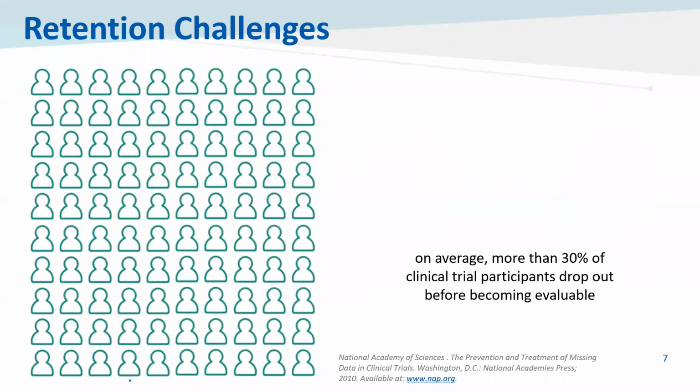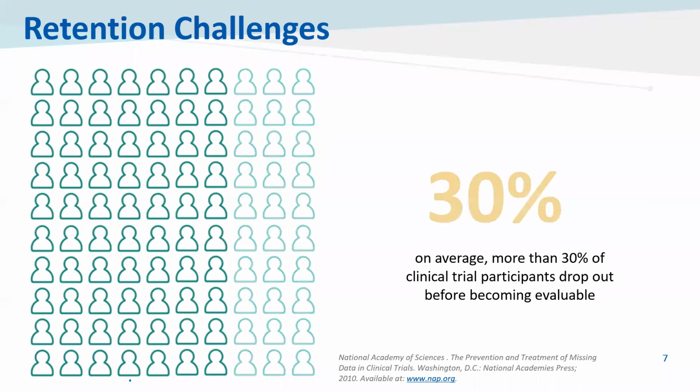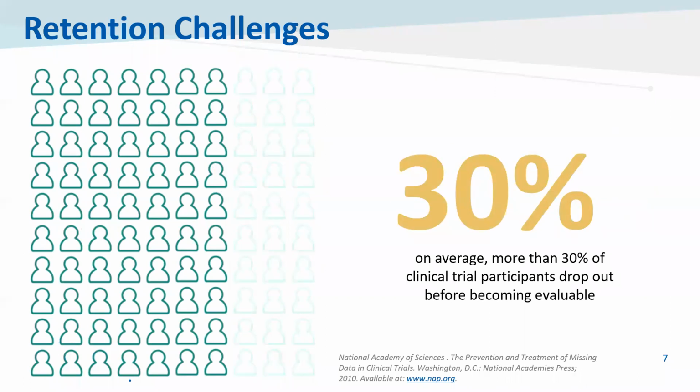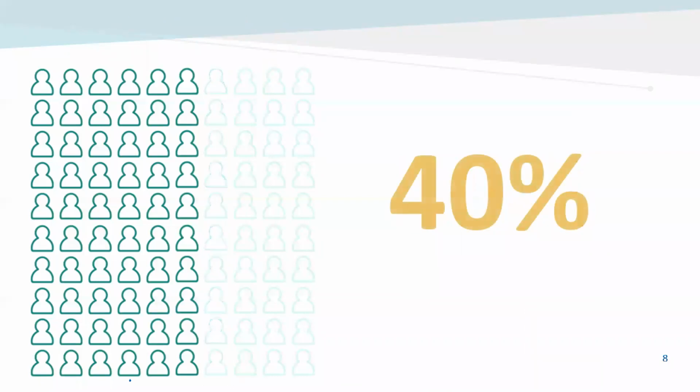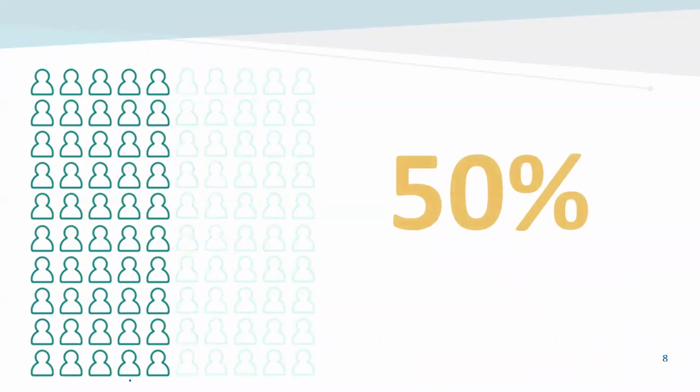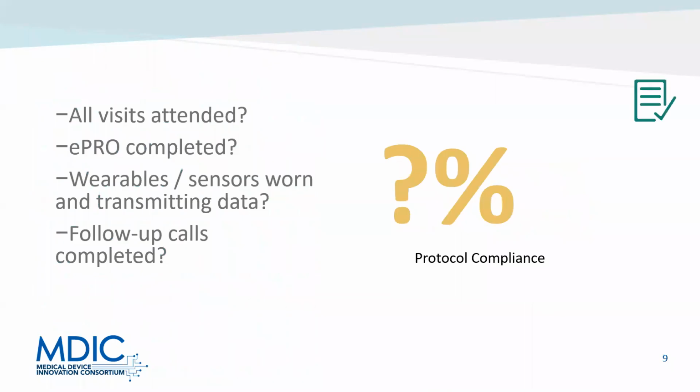And we also have retention challenges. So even for those patients that do manage to enroll successfully in a study, on average, more than 30% of clinical trial participants drop out before becoming evaluable. That's taken from large pivotal studies, phase 3 drug studies. As you move into long-term follow-up studies and observational and real-world studies, that can go up, and you could be looking at 40, 50% dropout or loss to follow-up on some of those long-term follow-up studies. We'll talk a little bit more about those later.